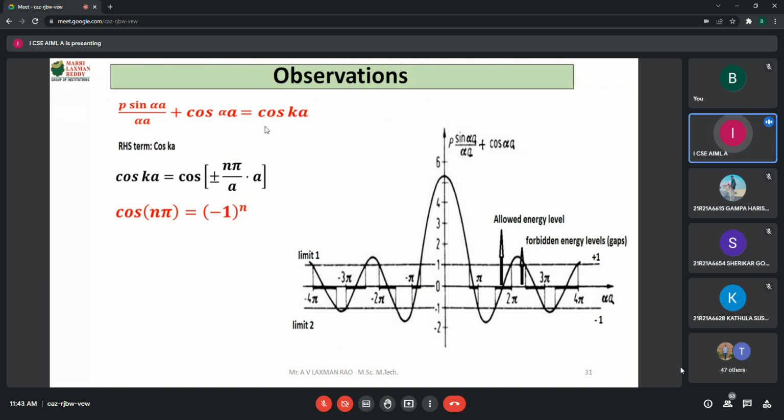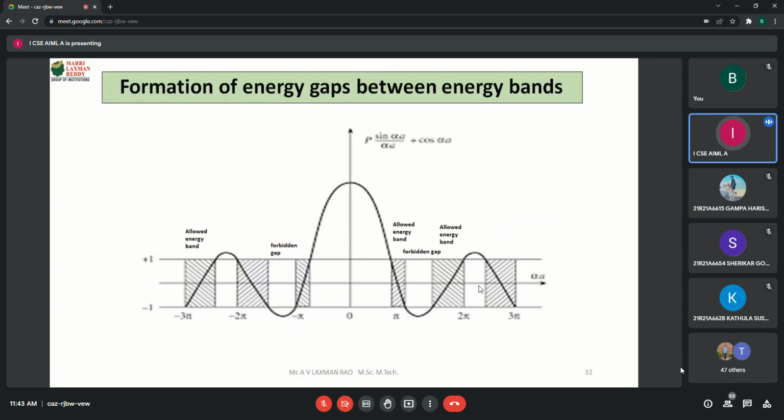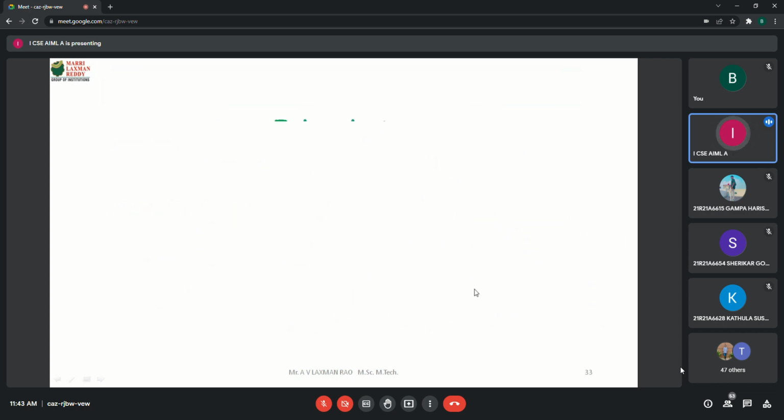How did you get this? By using this expression, cos ka is equivalent to the LHS term. The RHS term, if you take it, has some limits. Those limits are applicable to the LHS term also. So accordingly, finally, we have drawn it like this. That is about the formation of energy bands, the allowed energy bands and the forbidden energy gaps.